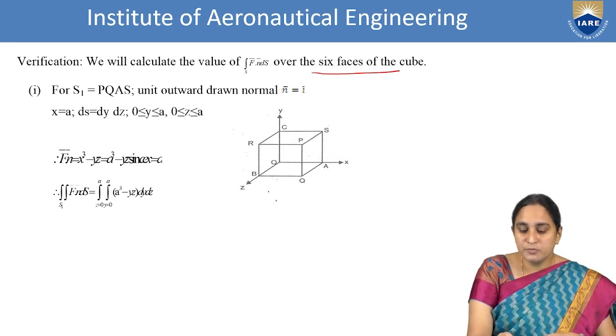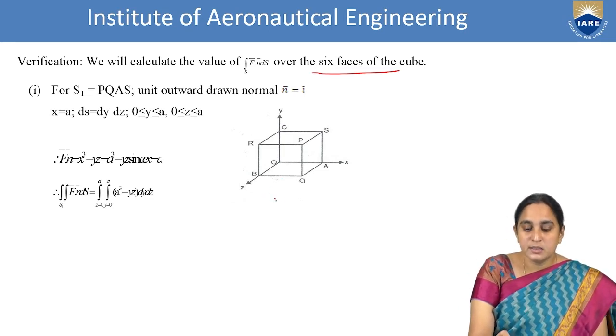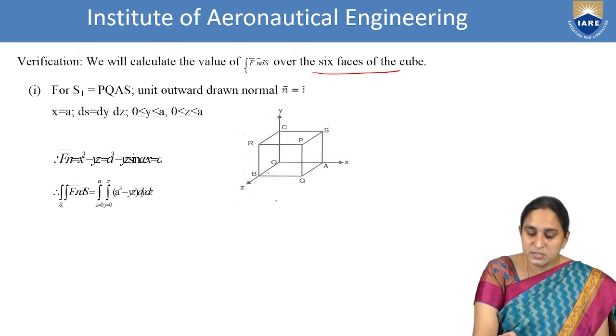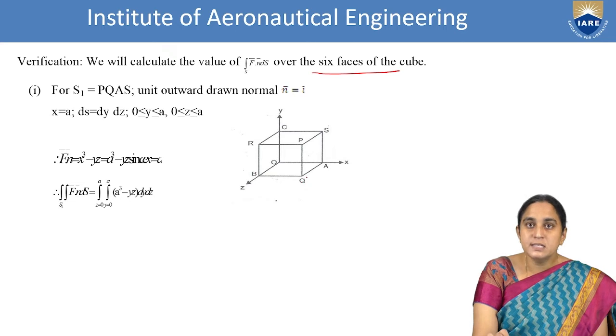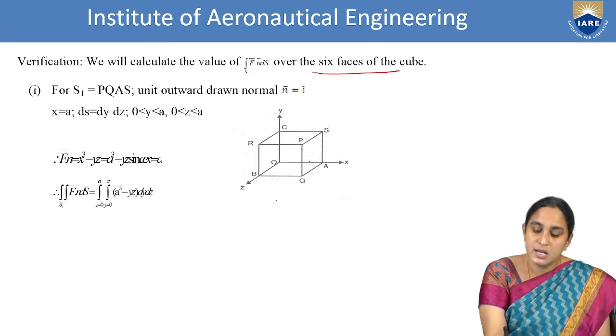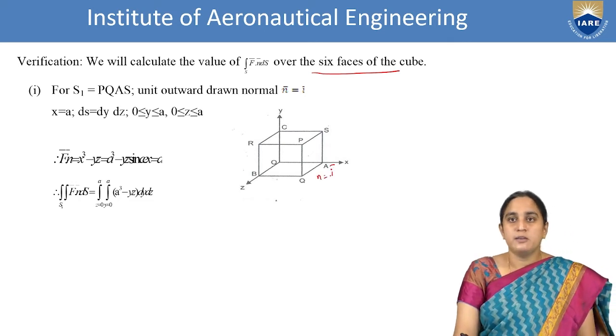For example, if we are calculating on the x face, that means the S1 face. Here, how many faces? 6 faces. I'll assume the first face here. This is the first face, PQAS. PQAS is on the x-axis, right? From that, the unit outward normal vector, which is in the positive direction of the x-axis. That's why I'll take n bar is equal to i bar.